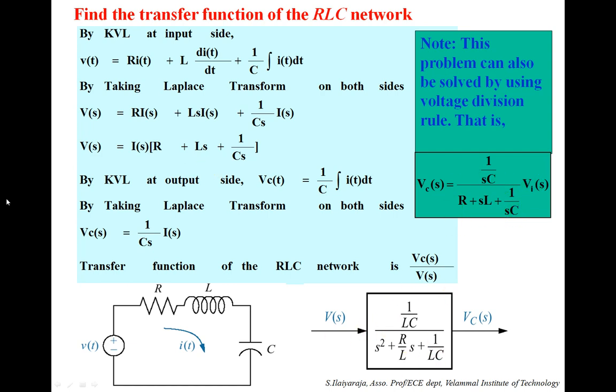You can also solve this problem by using the voltage division rule, which you have studied in your circuit theory. The same value divided by the sum of the entire resistance value. But here it is in terms of R, L, C, so we consider it as impedance: impedance of the capacitance divided by the sum of impedances of R, L, C, into V(s). So it is also a 2-mark question which will be asked in the exam: find the transfer function of an electrical circuit shown in the figure.